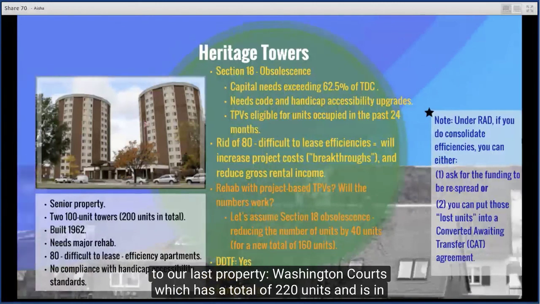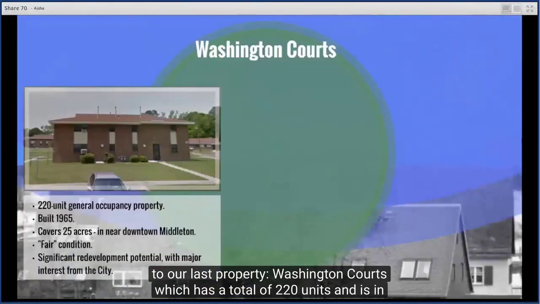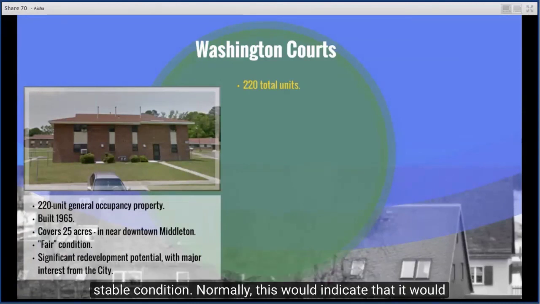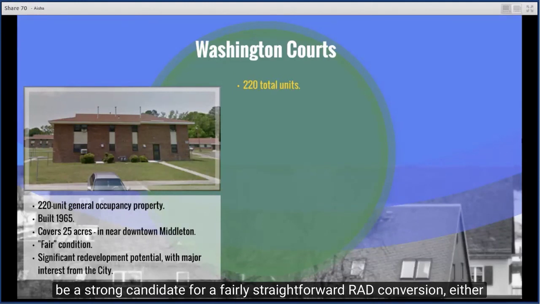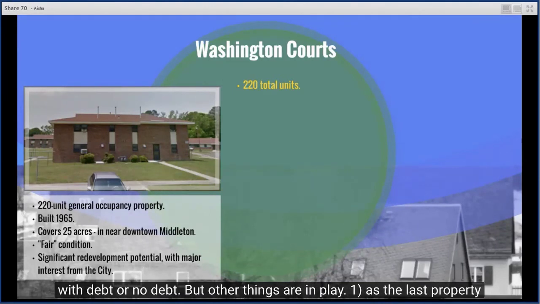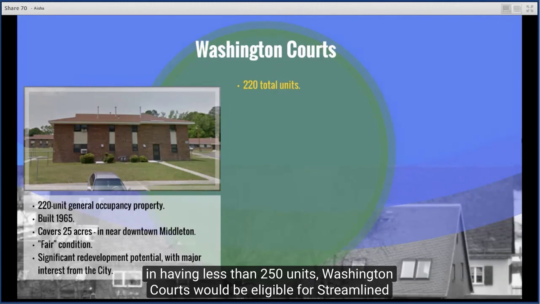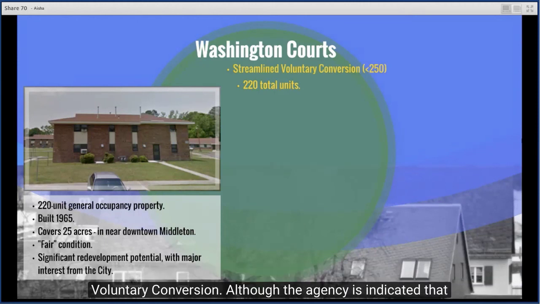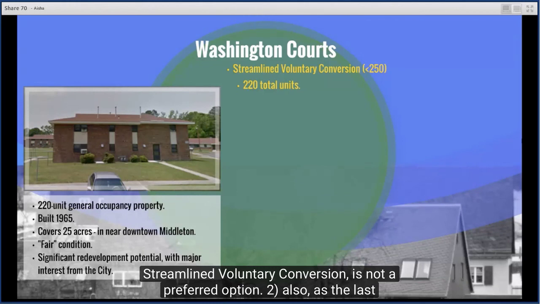We are now down to our last property, Washington Courts, which has a total of 220 units and is in stable condition. Normally, this would indicate that it would be a strong candidate for a fairly straightforward RAD conversion, either with debt or no debt. But other things are in play. First, as the last property and having less than 250 units, Washington Courts would be eligible for Streamlined voluntary conversion, although the agency has indicated that Streamlined voluntary conversion is not a preferred option.